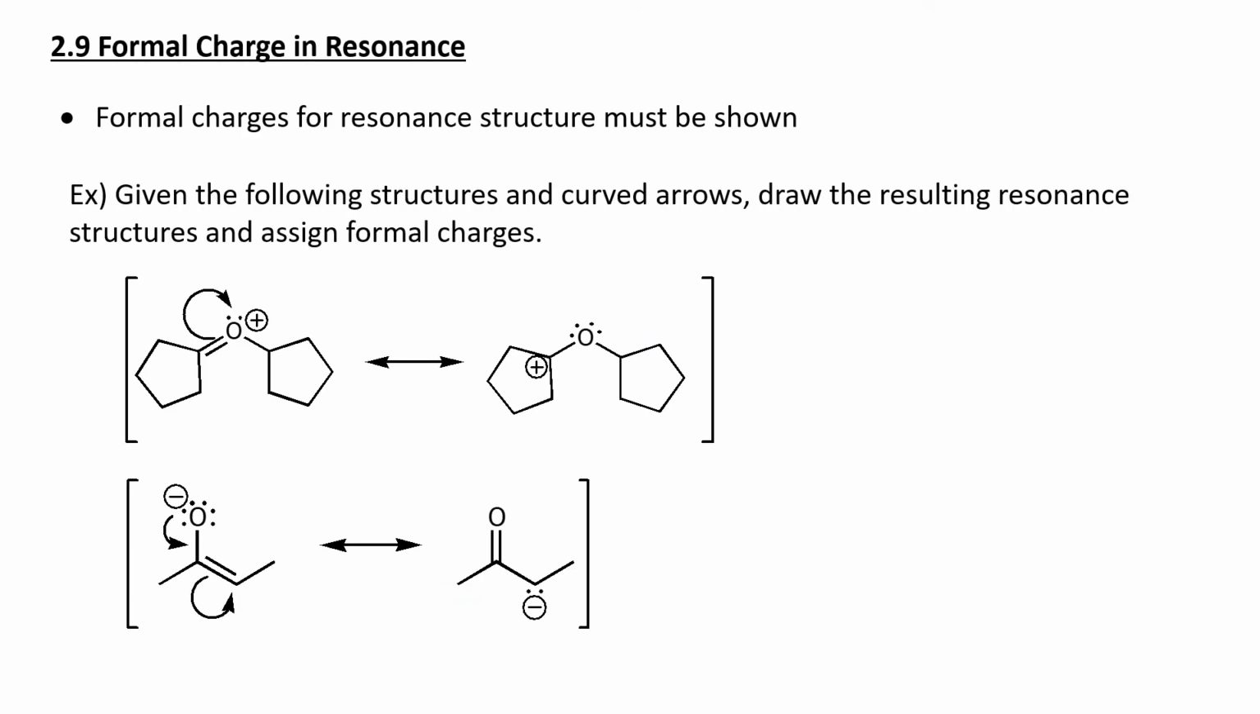In section 2.9, we're going to look at formal charges and resonance. So it's important to always draw your formal charges for all resonance structures. Let's look at an example. If we're given the following structures and curved arrows, we want to draw the resulting resonance structures and assign the formal charge. So let's pretend like you're not seeing this.